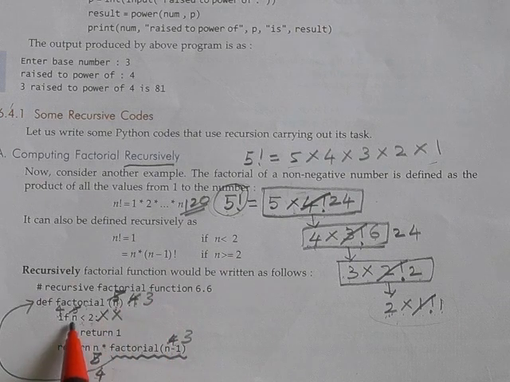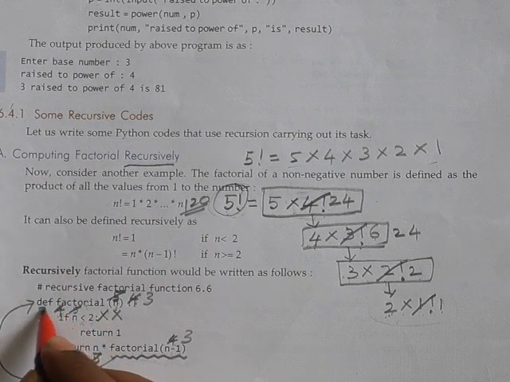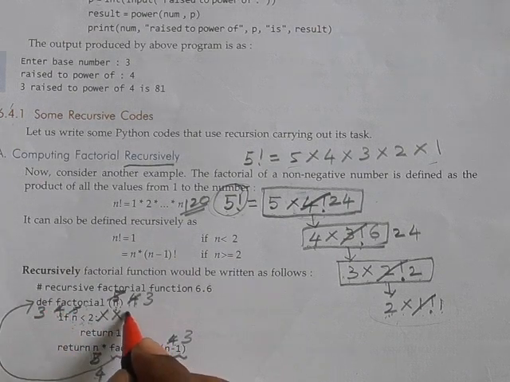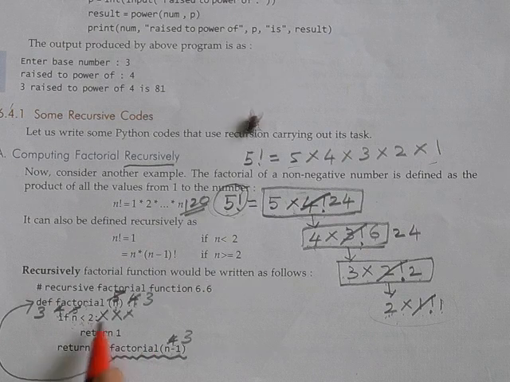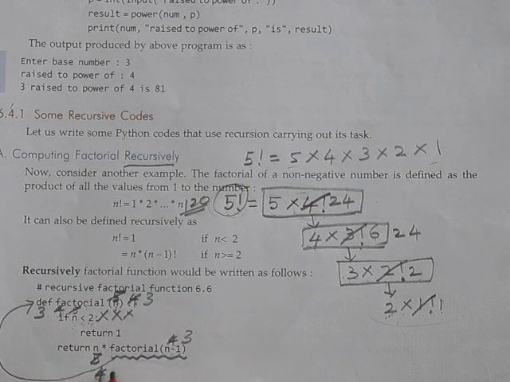Okay, so it will come here, n less than 2. That means 3 less than 2. Again the condition is false. So it will come here. What is the value of n? n is 3. 3 into 3 minus 1 is 2.